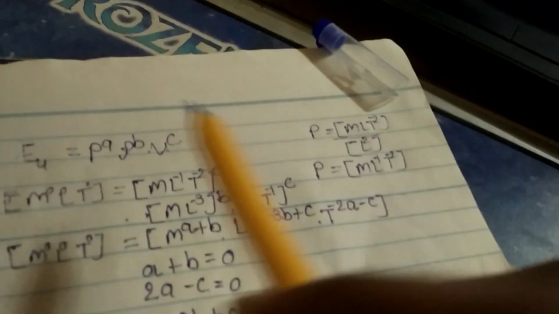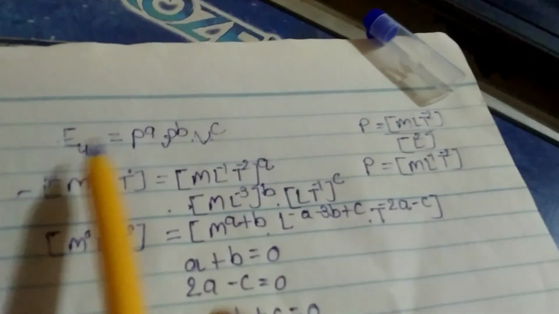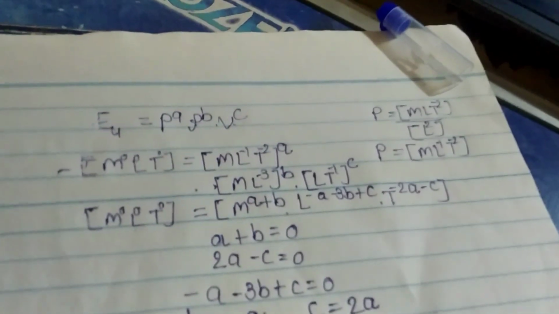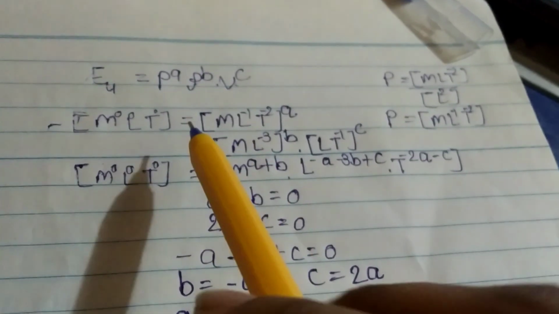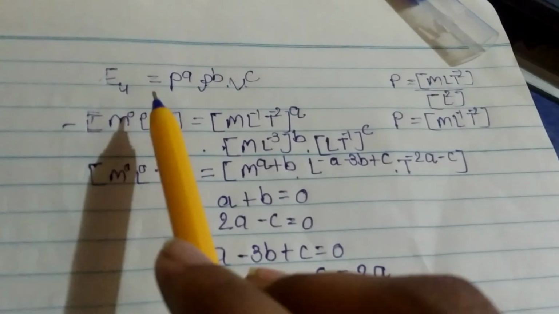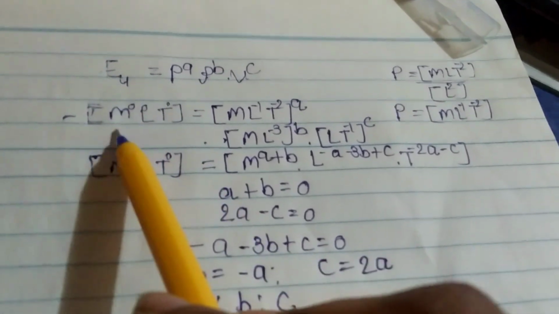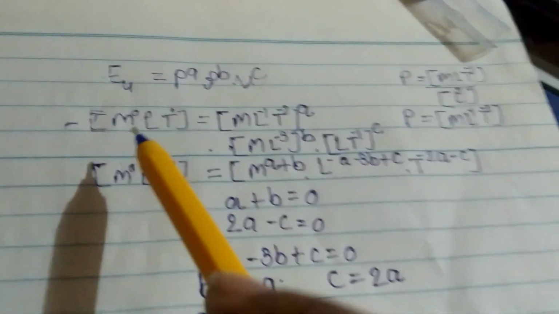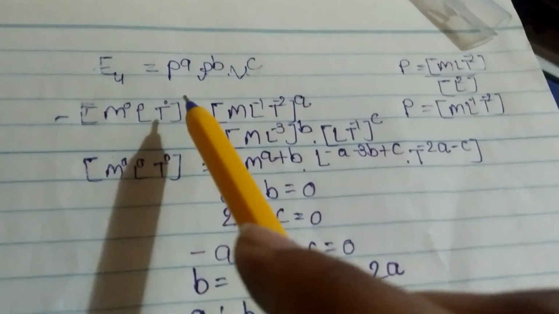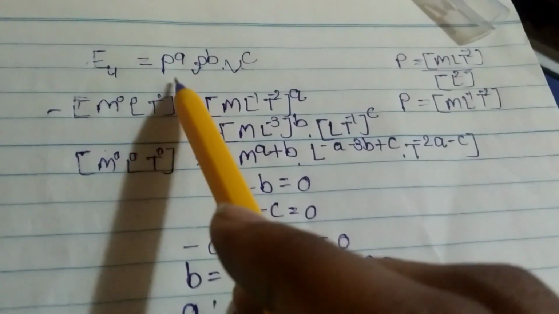So let me write the given expression here: Eu is equal to P to the power a, rho to the power b and V to the power c, and write the dimension for each of these physical quantities. So Eu is dimensionless because it is a number. So its dimension will be M to the power 0, L to the power 0 and T to the power 0. P represents pressure here.